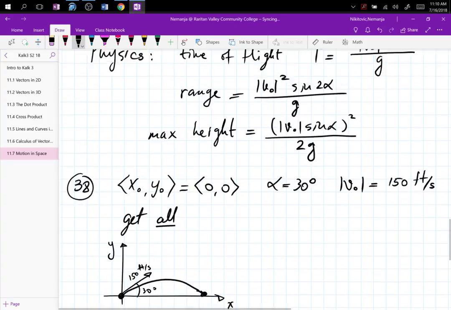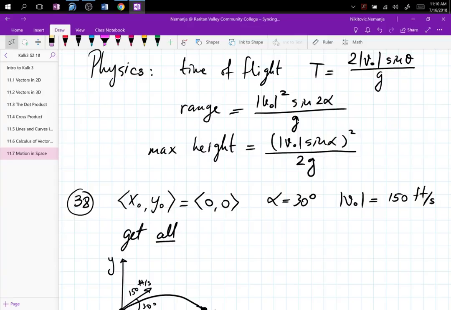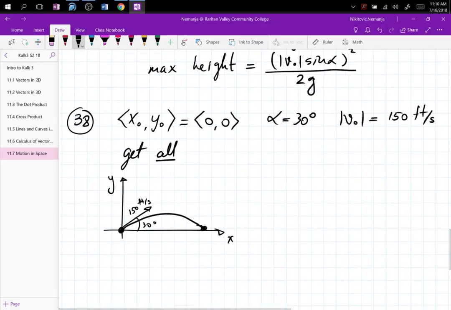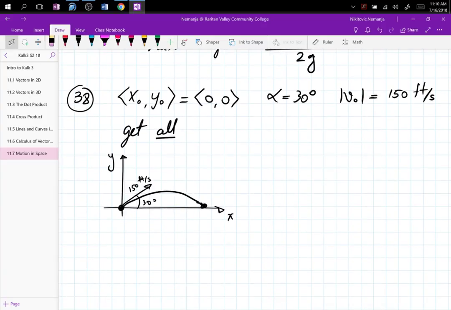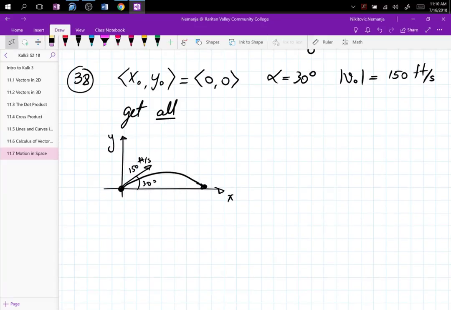I can actually use these numbers in these formulas, figure out the time of flight, figure out how far it goes, and figure out what the max height is. But that kind of kills all of our interesting calculations. So let's just develop all of these formulas.